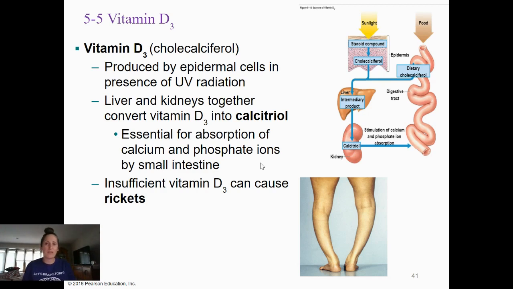If we don't have enough vitamin D, so if you don't get that UV exposure that you need, it could lead to a condition called rickets. And you can see one of the common clues that someone has rickets is that bowing of the legs. You tend to see that kind of weakening because of the lack of ability to absorb calcium into our body.